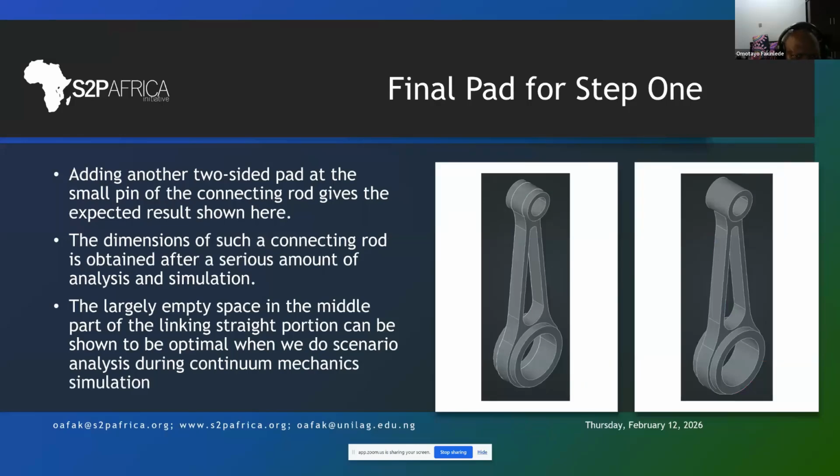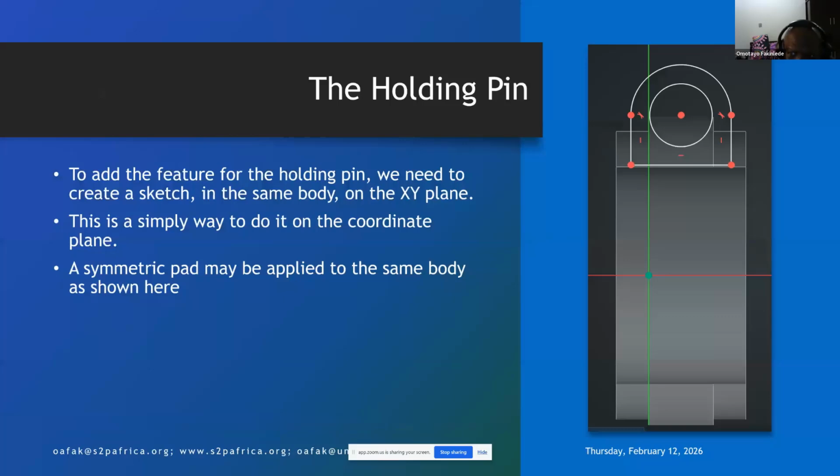Adding another two-sided pad at the small pin of the connecting rod gives the expected result shown here. The dimensions of such a connecting rod are obtained after a serious amount of analysis. That is, how much hole should you put in the middle is obtained from simulation. The largely empty space in the middle part of the linking straight portion can be shown to be optimal. It's optimal and it saves material, it saves weight. So it's a superior connecting rod when we do scenario analysis during continuous mechanics simulation.